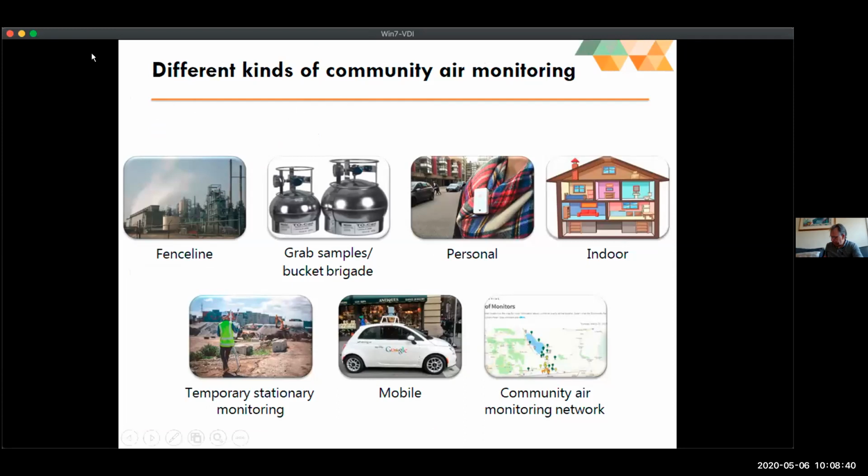So today we're really going to focus on establishing a long-term network of community air sensors in a particular area, which is here on the lower right. And there are, of course, many different kinds of community air monitoring that can be very valuable, but that's the kind that we're going to focus on today.